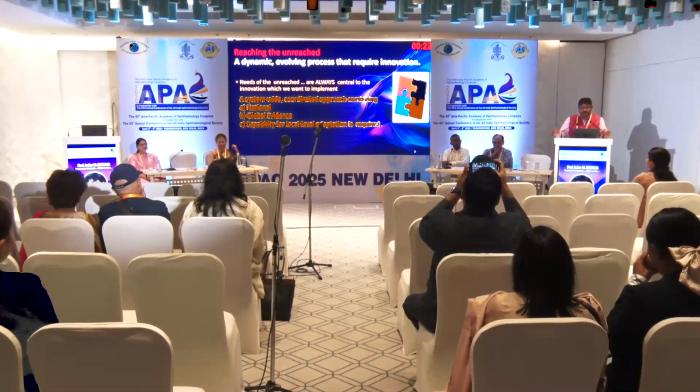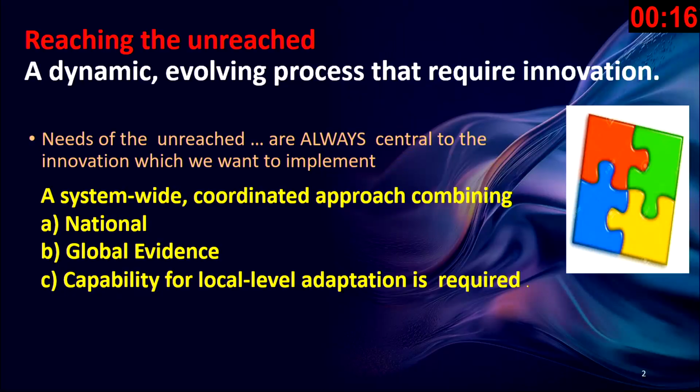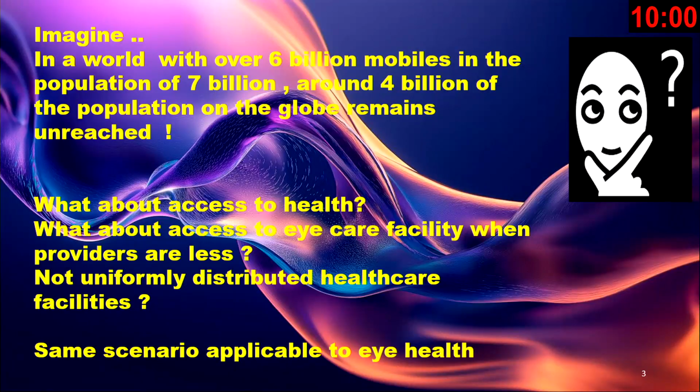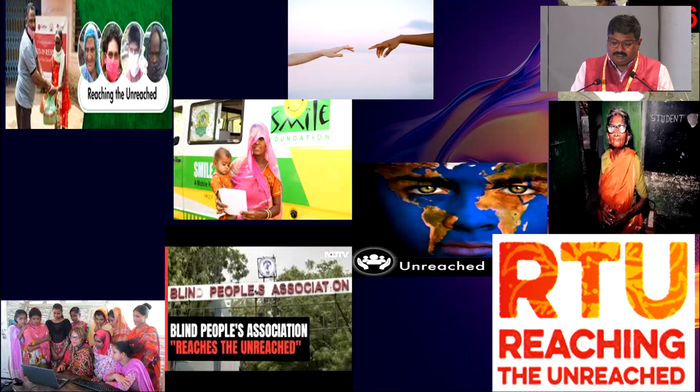Reaching the unreached is a dynamic and evolving process which requires innovation, and it has to be a system-wide approach at the national level, global level, and of course what we are doing. Imagine, there are a lot of mobile users, but still many people are not using them. The same scenario applies to health. Many patients or persons are unreached by us. There are many arenas of being unreached, but blindness is one of them.